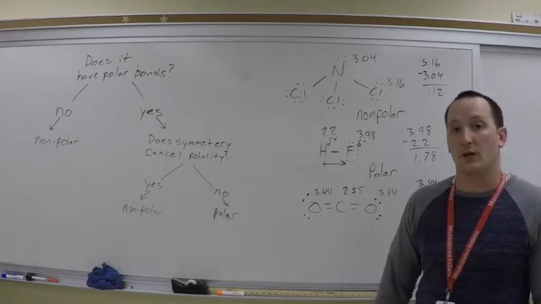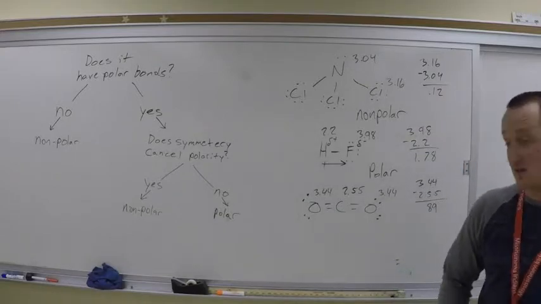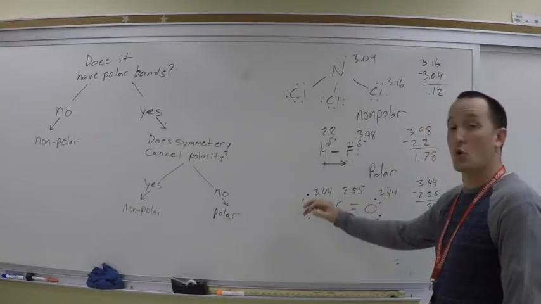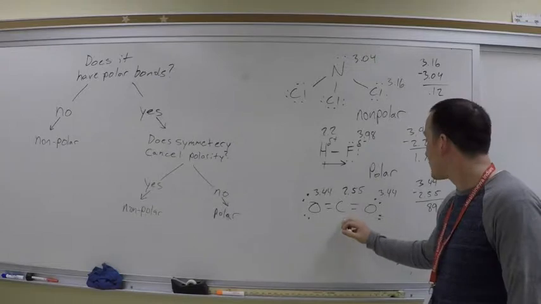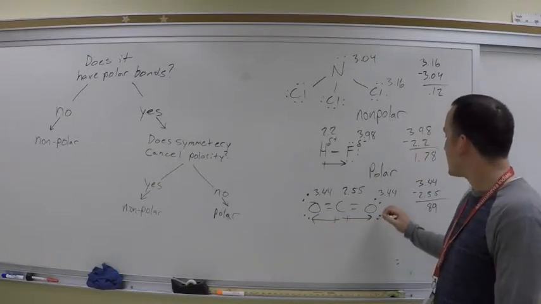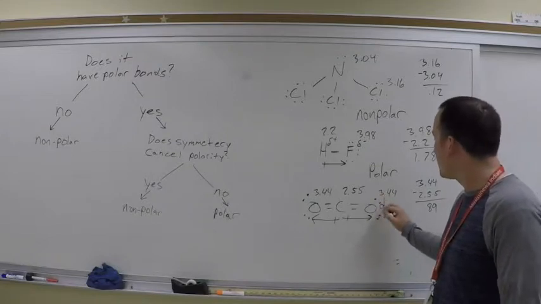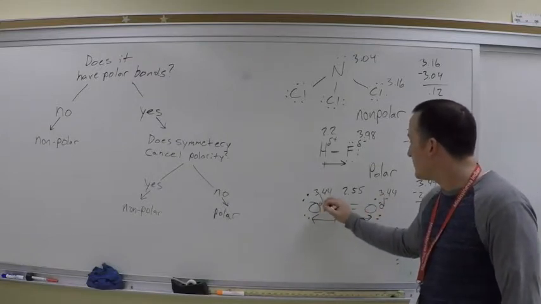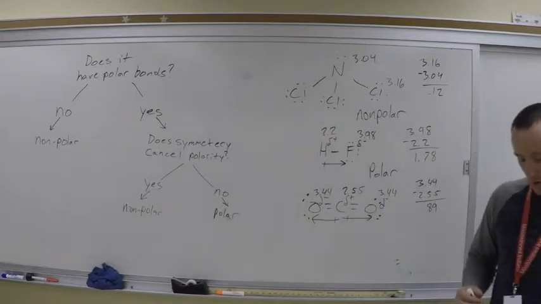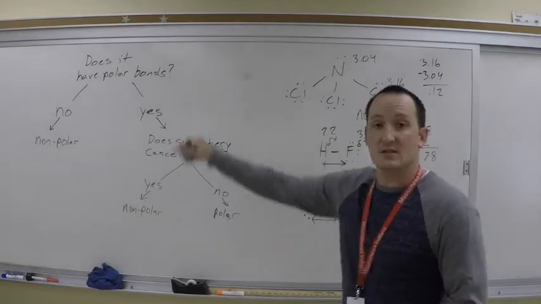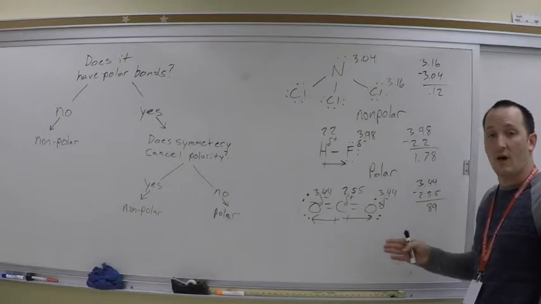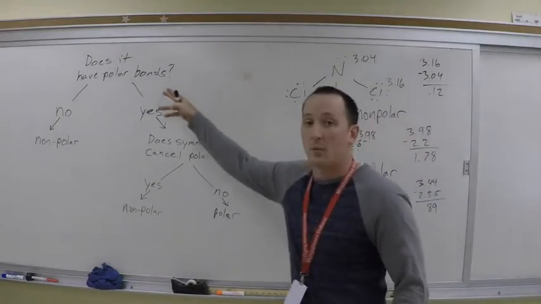Does that fall into the polar range? Yes, it does. So here's what that means. That means electrons are being pulled away from the carbon towards each oxygen. So I'm going to have electrons being pulled this way and electrons being pulled this way. So I'm going to have a partial negative charge here on each oxygen, and a partial positive charge here on my carbon. So does it have polar bonds? We answered that question. Yes, it does, because 0.89 is in between 0.5 and 1.7. So yes, it does have polar bonds.